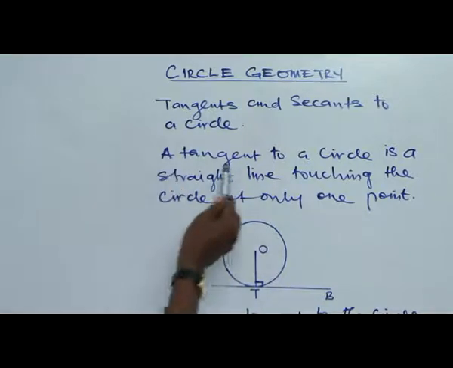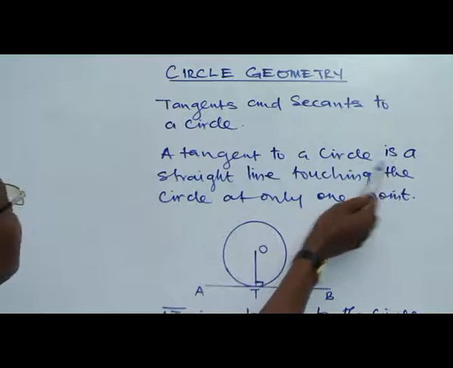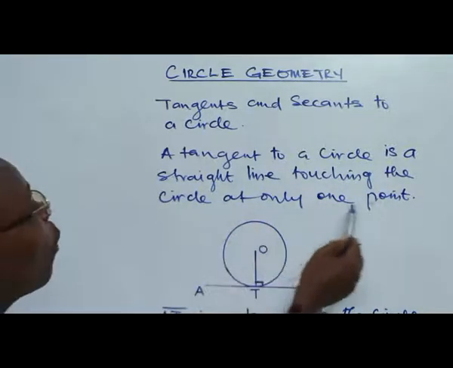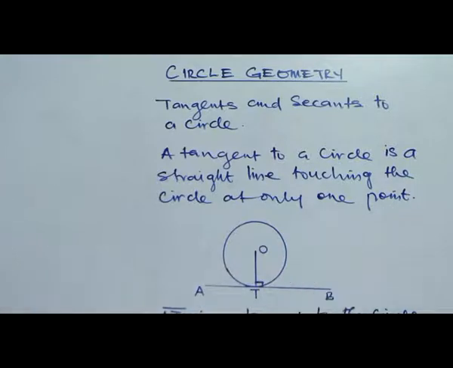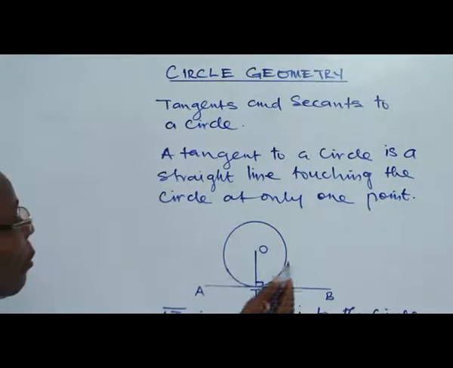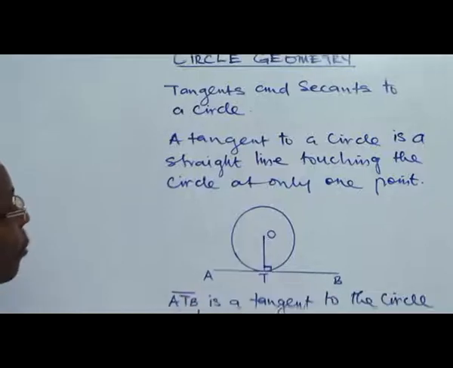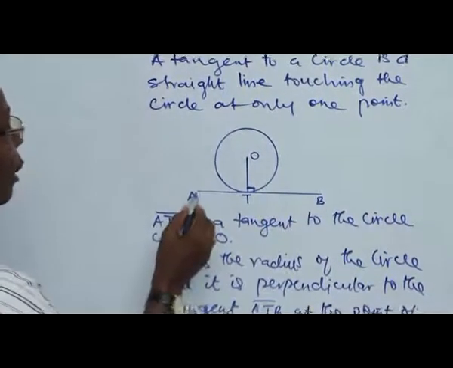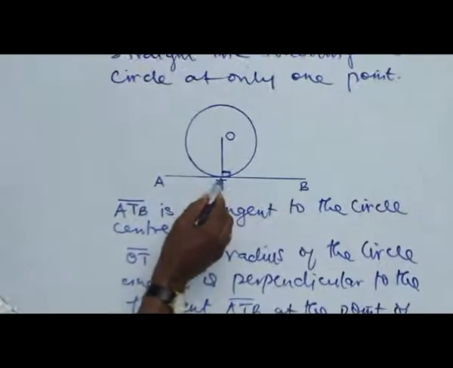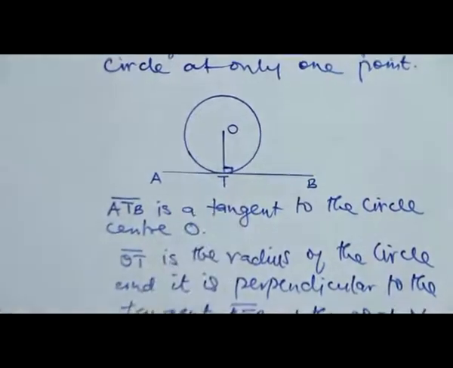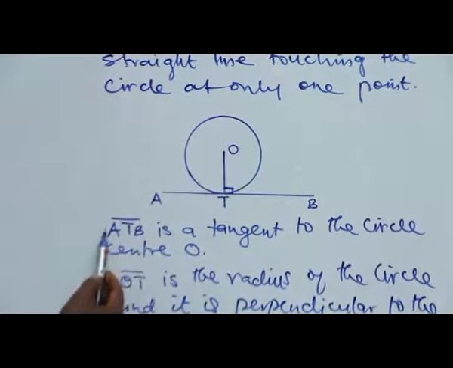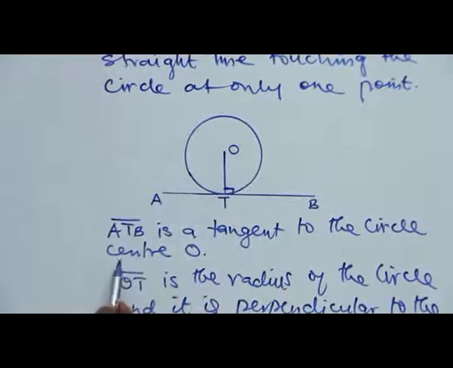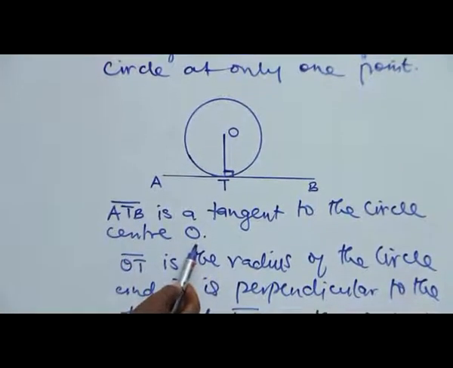We define a tangent to a circle as a straight line touching the circle at only one point. Here is the circle, center O, and here is the line ATB. The line ATB is touching the circle at the point T. So we say that the line segment ATB is a tangent to the circle center O.